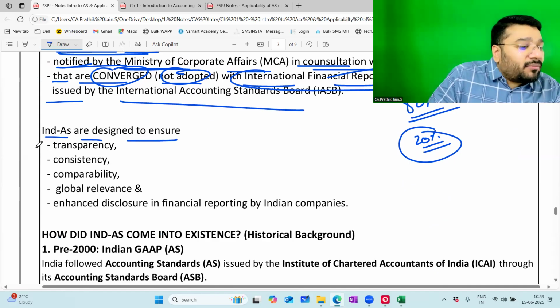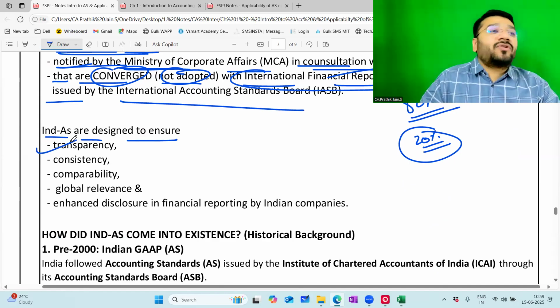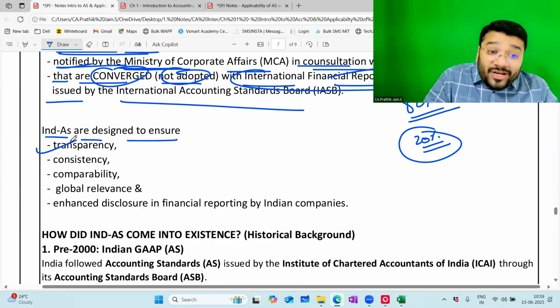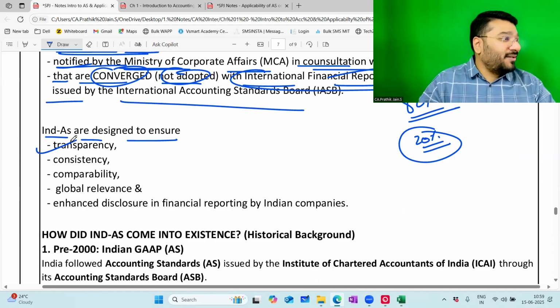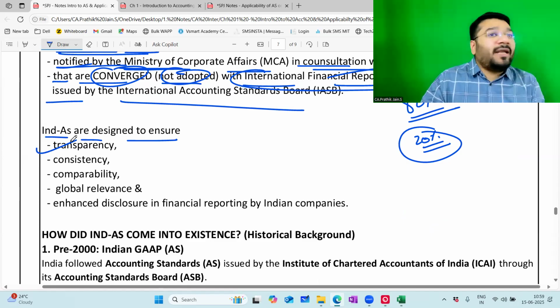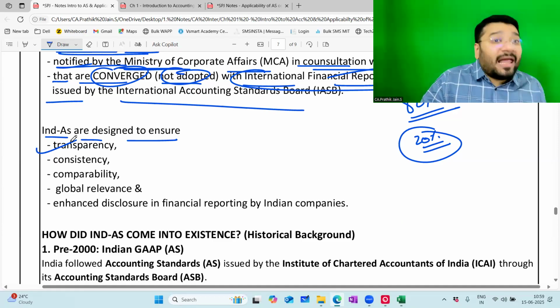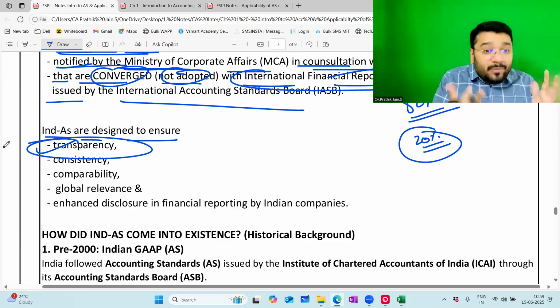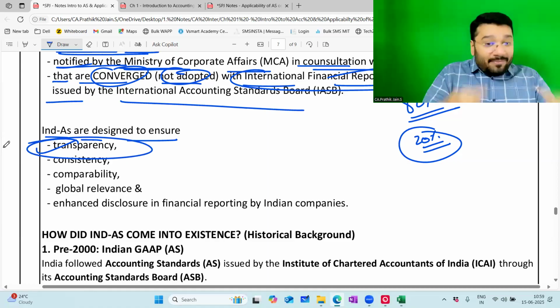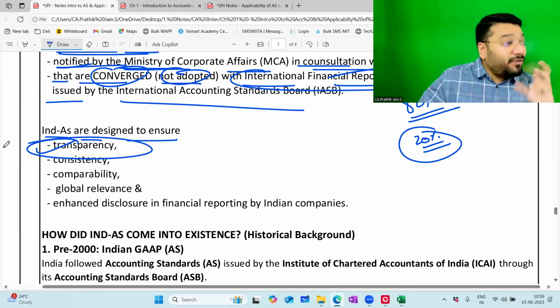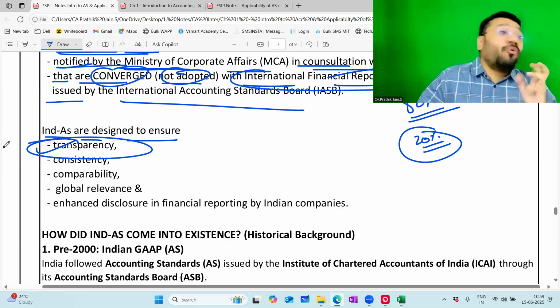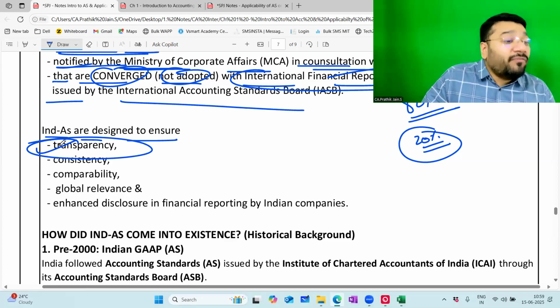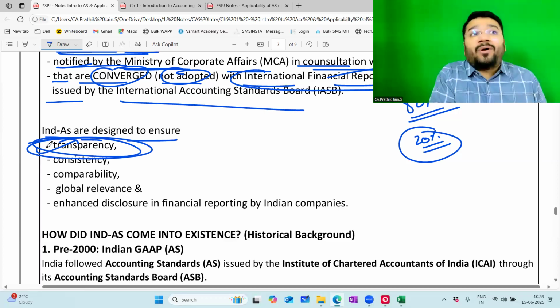Ind AS are designed to ensure transparency. Sir, in accounting standard also we had transparency. No, that transparency was not sufficient. Who felt this? Foreign investors felt that your data is something which I don't rely on. I'm not able to rely on your data because I don't understand your language. Accounting standard is local language. In local language, when you tell me that you're transparent, I'm not able to understand. So you tell me that you're transparent in my language. So they tried to come out with a different language, a more robust way of accounting and presenting the financial reporting, which was more transparent than what it was in the accounting standard.